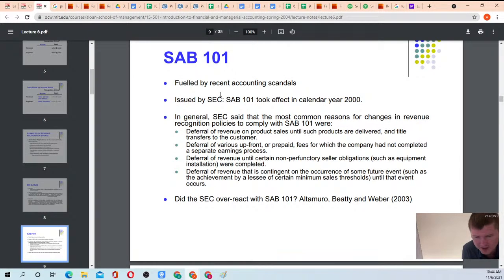SAB 101, it was back in 2000. The SEC has some of its own guidance related to revenue, and it is mostly issued in response to different kinds of accounting frauds.